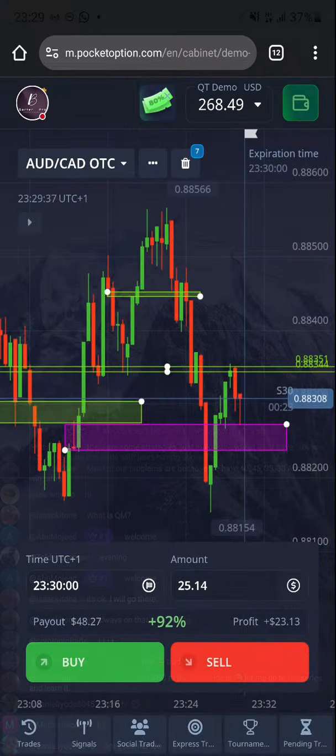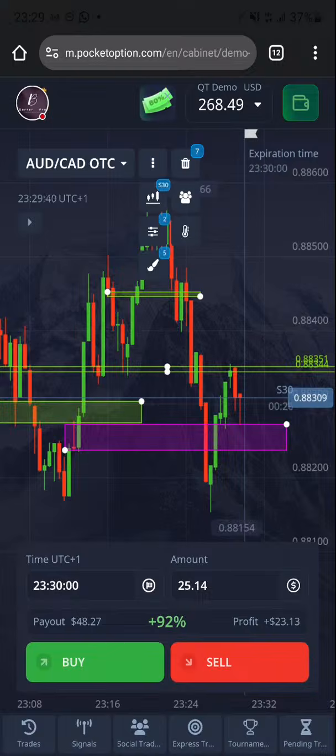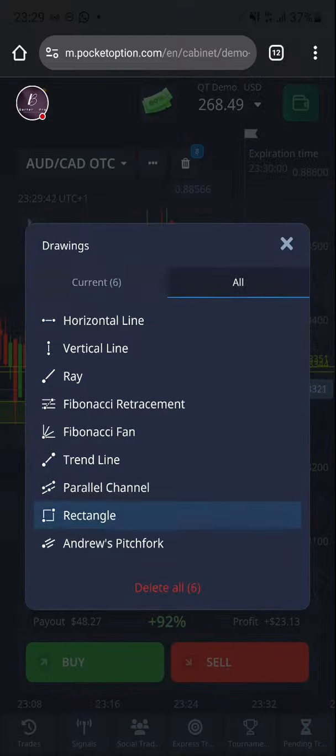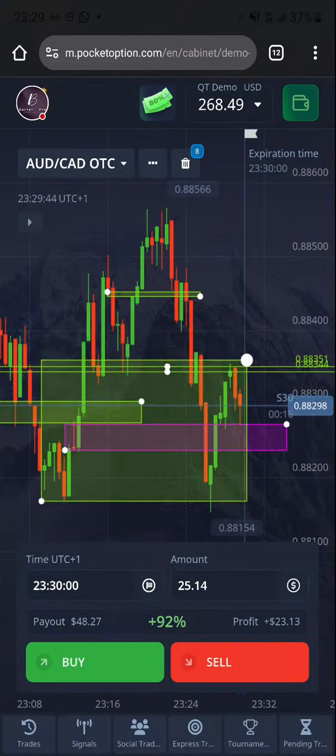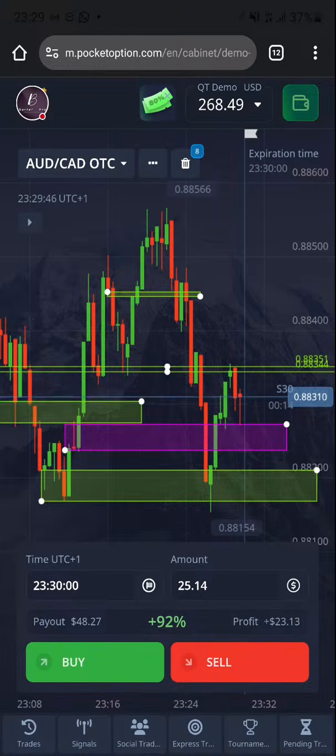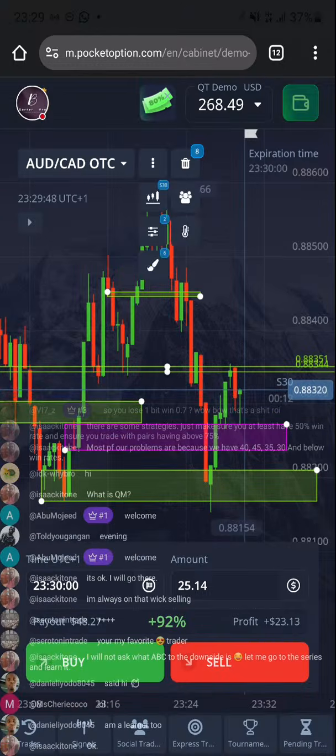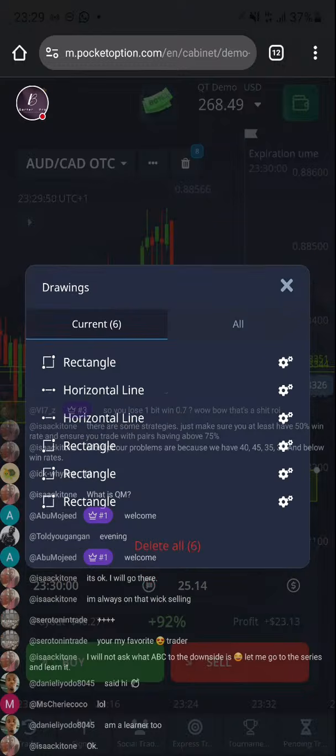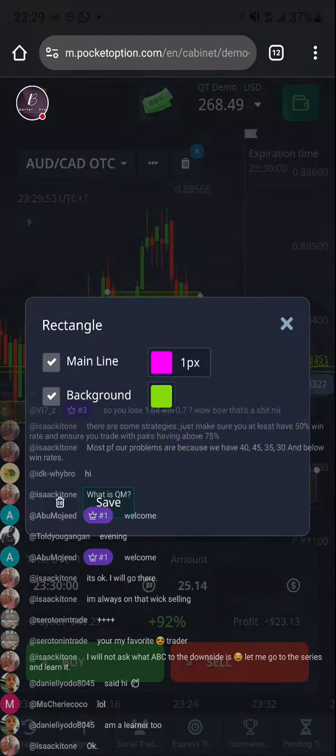So this is the first entry. Let me mark the second entry so that you see it. Then I will go back to M1 because I'm currently on S30. Look at this. Let me mark the second entry now. That's the best way to learn.